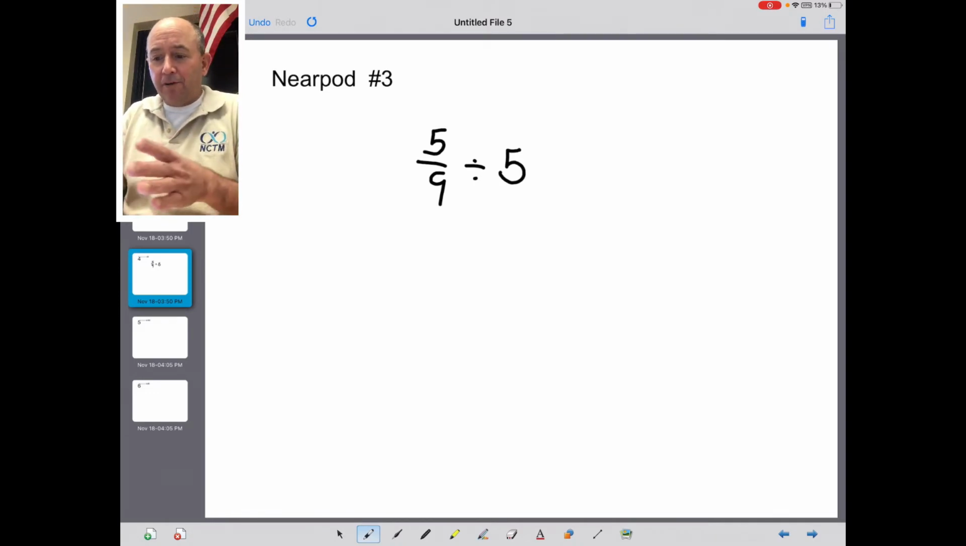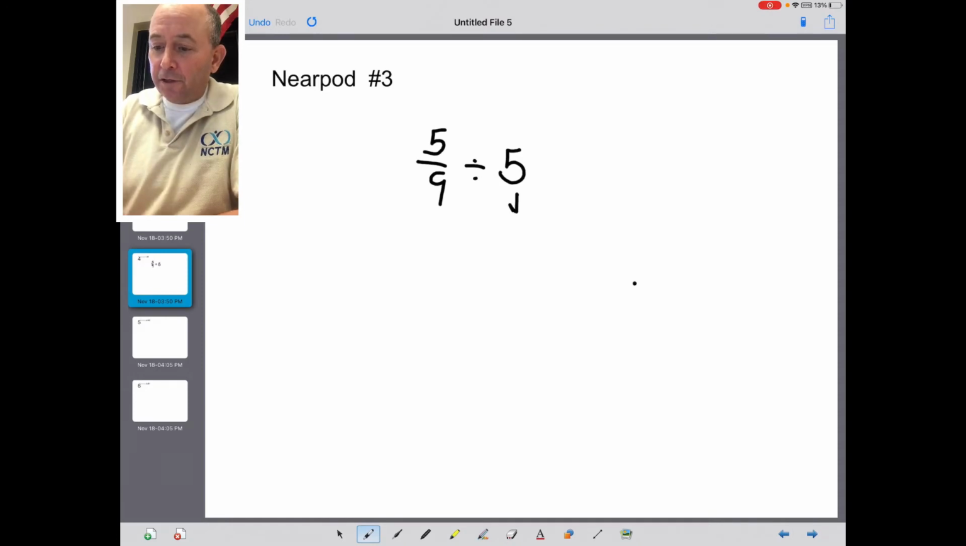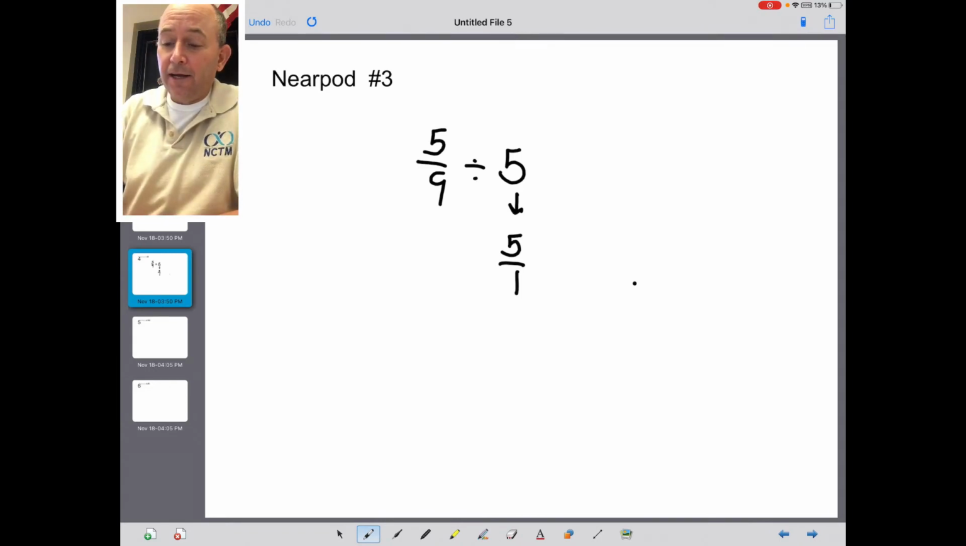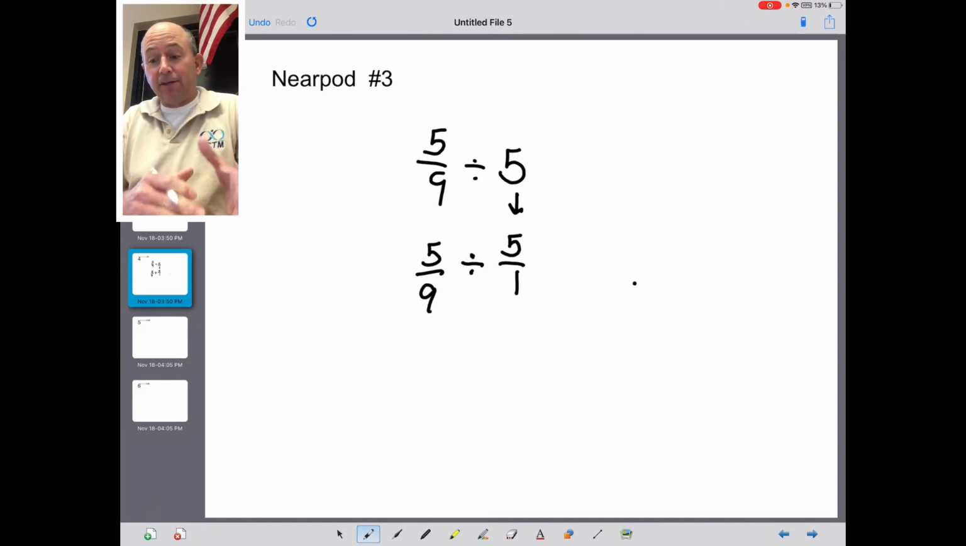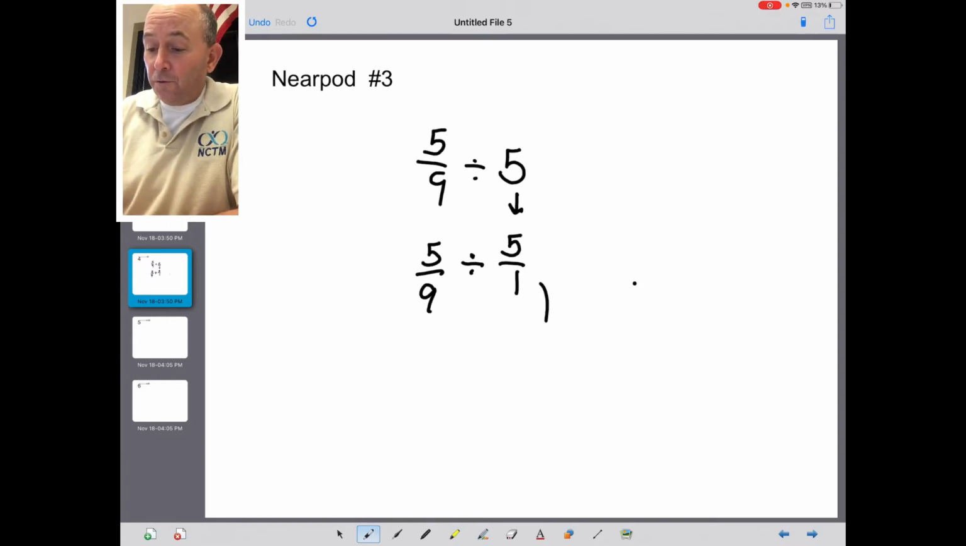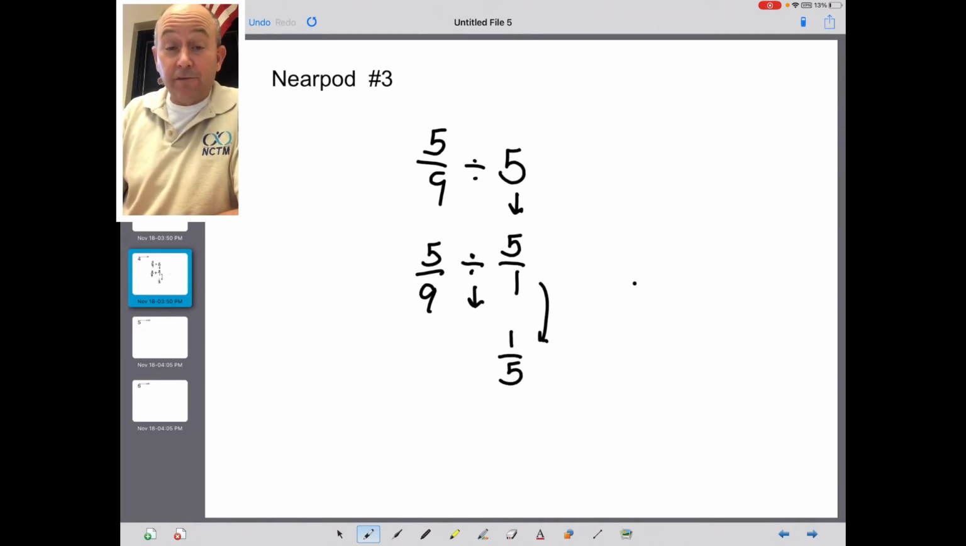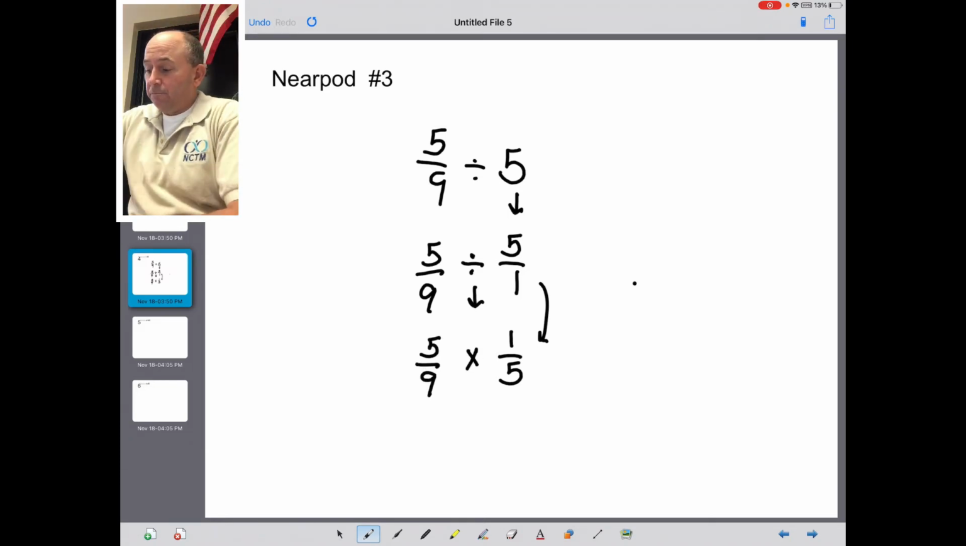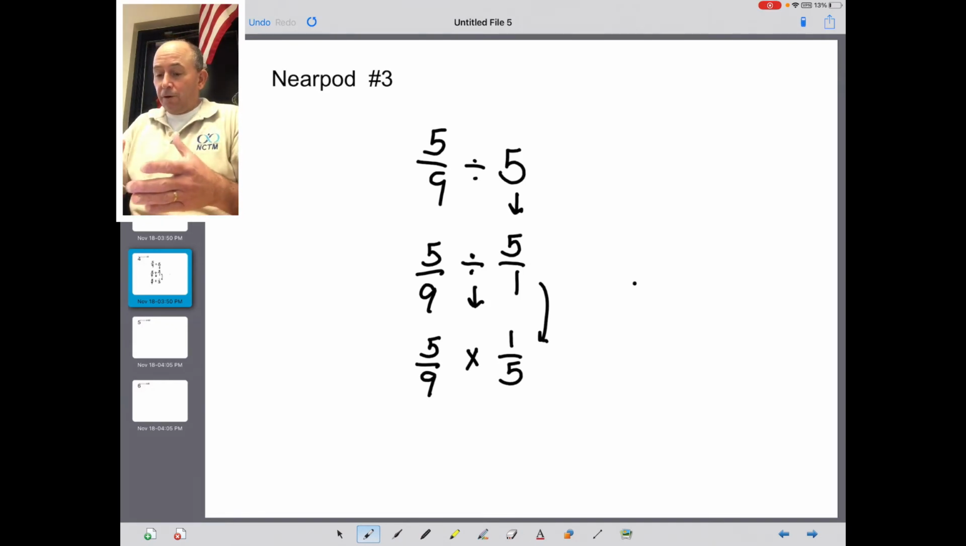Okay, before we divide this, what you want to do is turn 5 into an improper fraction. So it'll be 5/1. Okay, and so now it's still a division problem, as you know. It's now 5/9 divided by 5/1. Before you can divide, you create the reciprocal of 5/1. So you're going to come down here and put 1/5, turn the division symbol into multiplication, and bring down your 5/9.